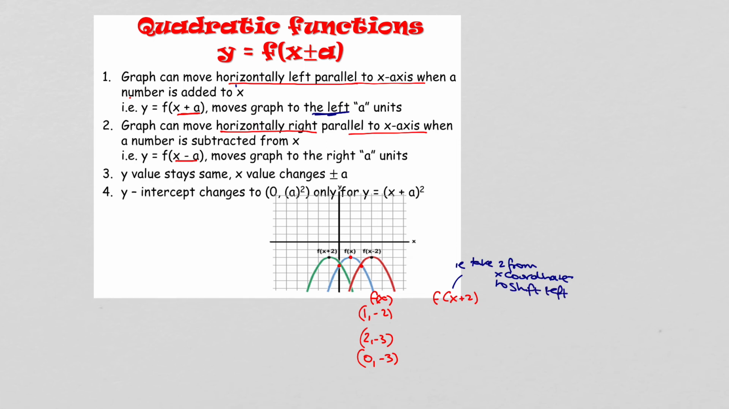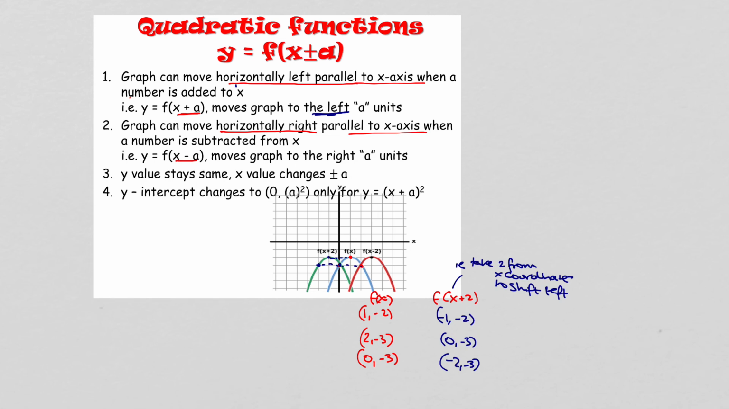So that would become -1, -2, because the y value is staying the same. So we have -1, -2, which is this point here. We then have 0, -3, which is this point here. And then we would have -2, -3, which is this point here. So again, each of those points has been shifted left by 2 units.